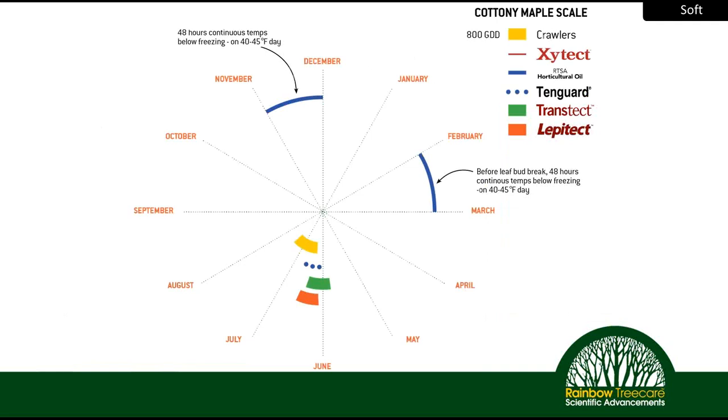So for cottony maple scales, you can treat with RTSA horticulture oil in the November-December timeframe, as well as before leaf bud break. You really do want to treat with TenGuard, or if you want to use a spray, you can treat with permethrin. You can also use Transtect, as we said before, up to 2 weeks prior to that crawler emergence. Or you could use Levitect or acephate at crawler emergence. You could also use Zytect for this one because it is a soft scale.